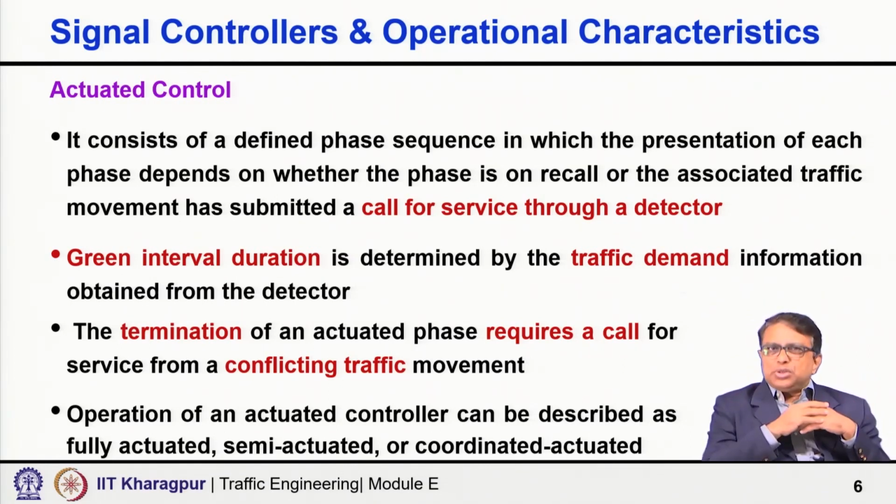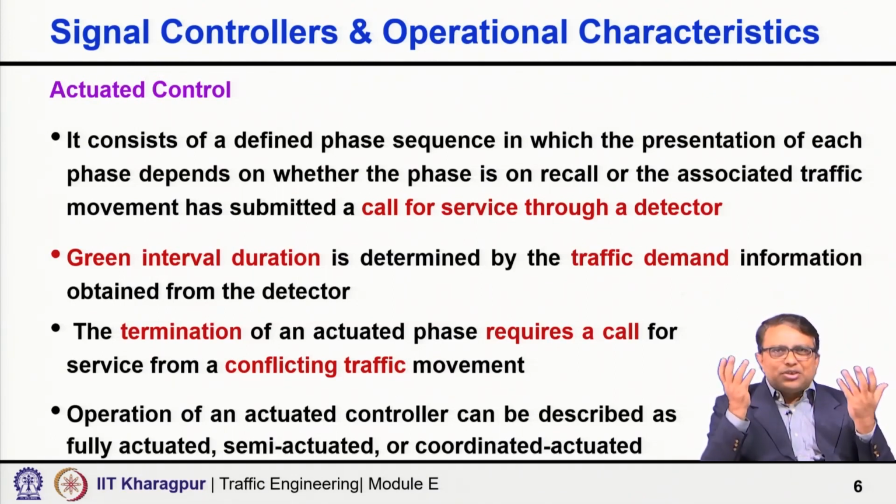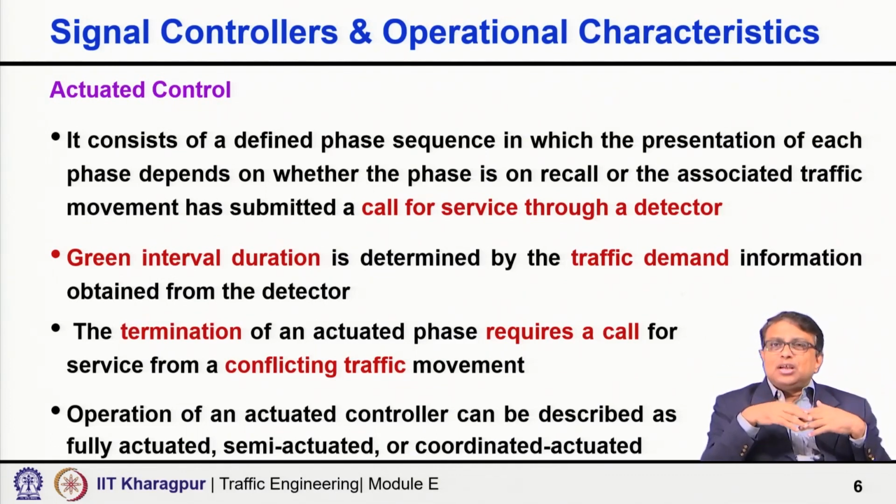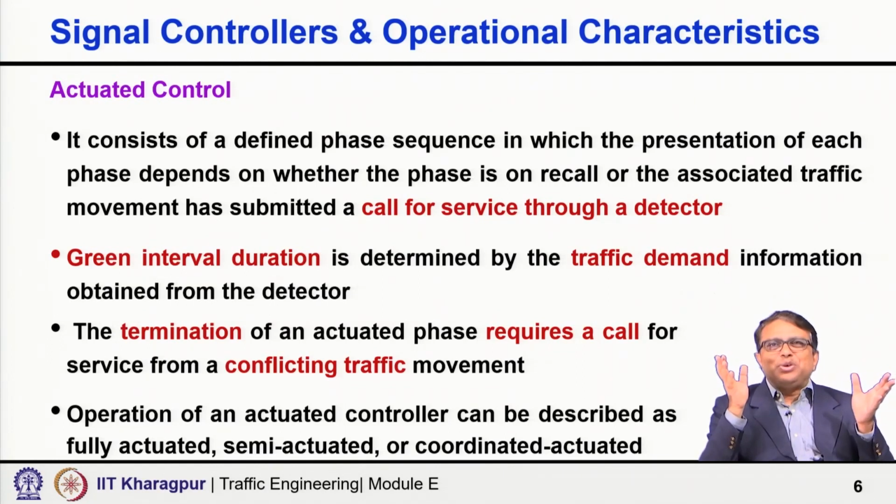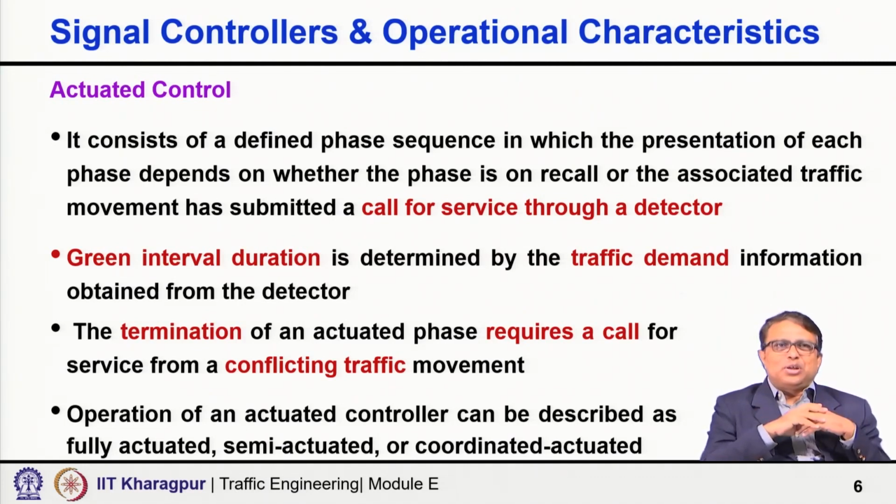So, green interval duration in that case is determined by the traffic demand information obtained from the detector. We know how much green time there will be, it is not fixed, it depends on how much traffic demand we are getting, we are sensing through our detector or sensor. So, every time things may change very abruptly, or things may change only to a certain extent. It all depends on what rules you are following, what kind of actuation you are doing, and all those things will determine the actual operation.